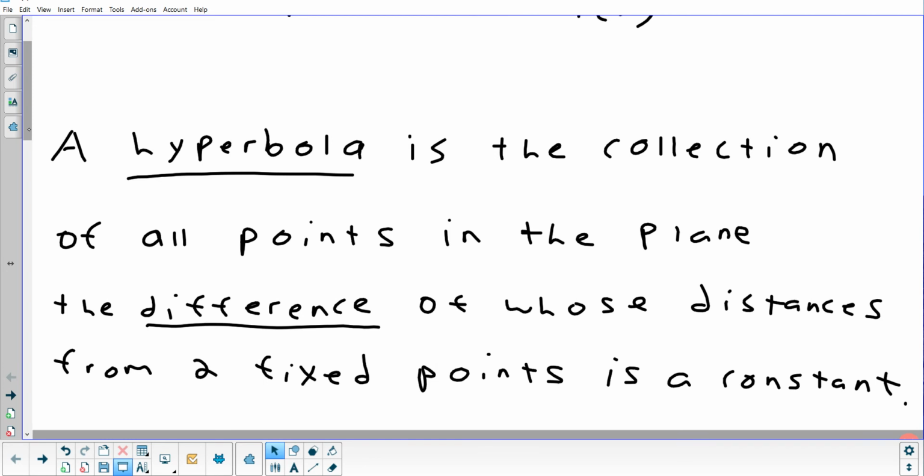So if you measure the distance from any point on the hyperbola to a focus, and to the other focus, and subtract, that distance will always be a constant. I'll show you a picture and I'll move the point around and you'll be able to see it as a constant.